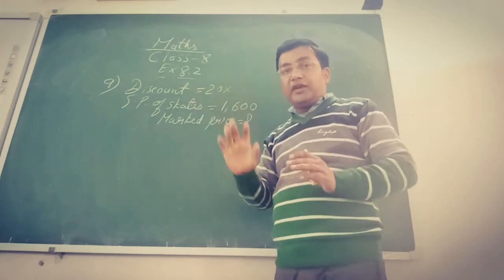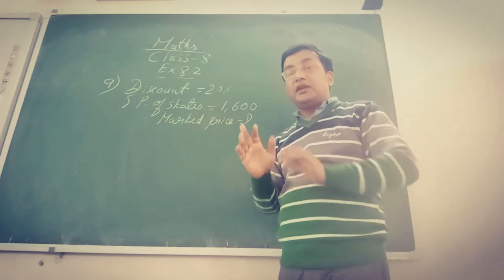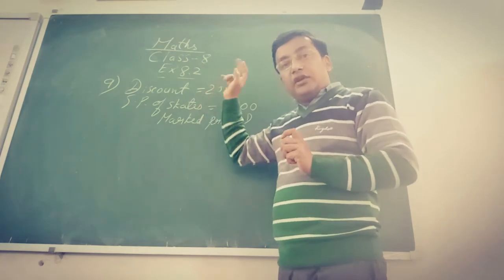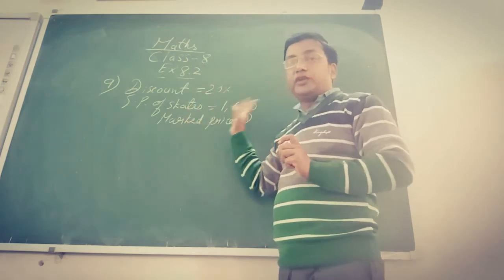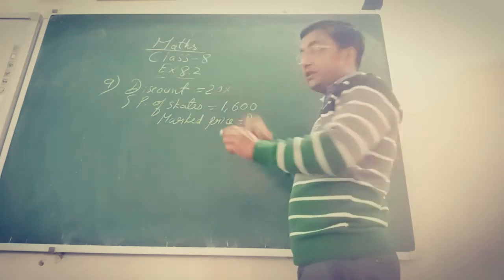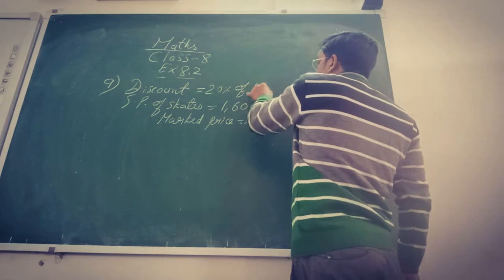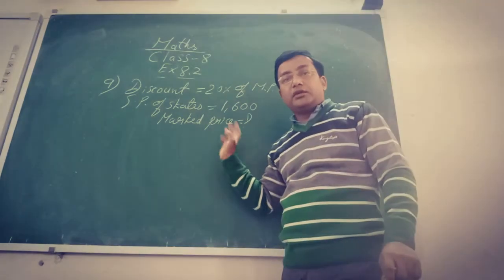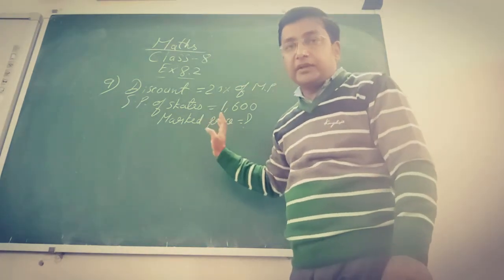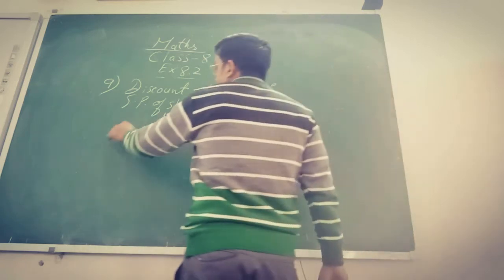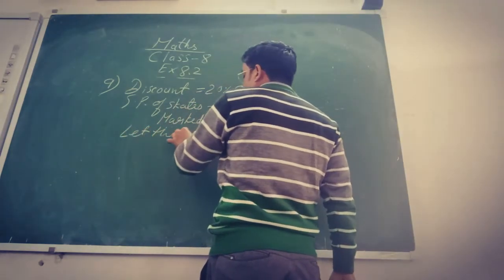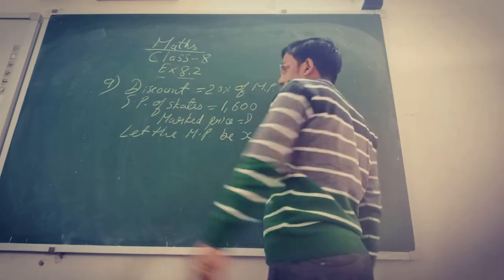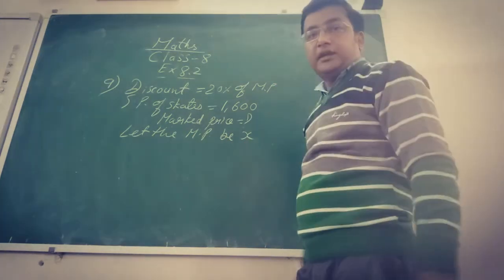So discount is always on the mark price. Mark price means the amount which is written on it. Then that is reduced, and then we pay the reduced amount. So this 20% is actually of mark price. If you see this question, do we know the mark price? No, we do not know the mark price. So we will take it as X. Let the mark price be X.